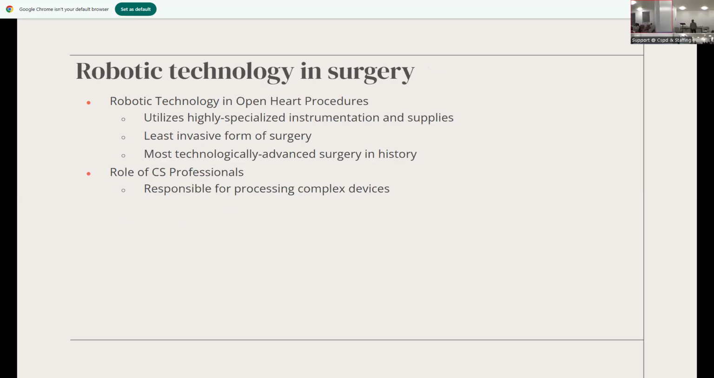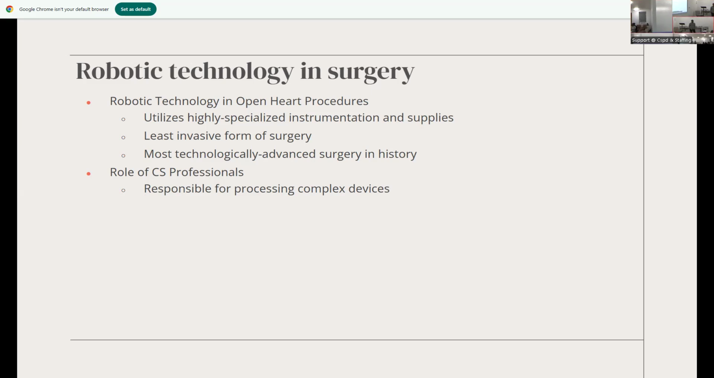Robotic technology in surgery, where you see the robot is a giant machine that they use to do the surgery. They load the arms on it, and then they control the buttons to do the surgery. Robotic technology in open heart procedures utilizes highly specialized instrumentation and supplies. Least invasive form of what? Surgery. And the most technologically advanced surgery in history.